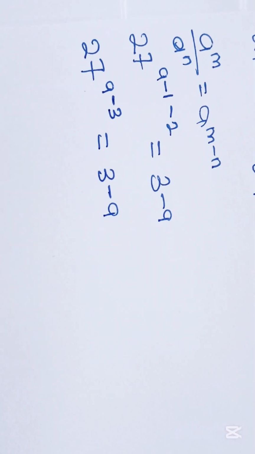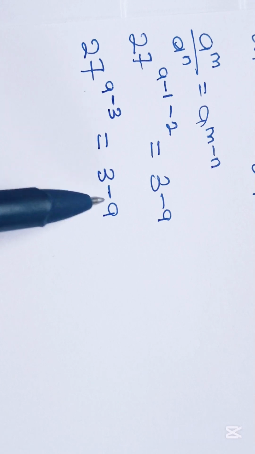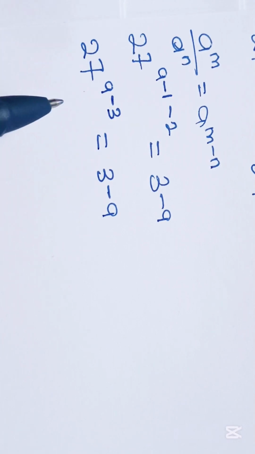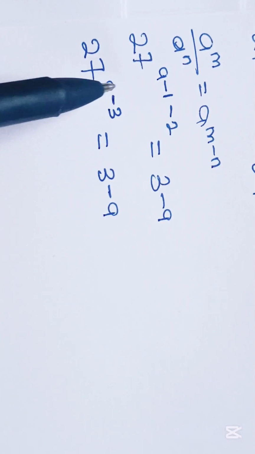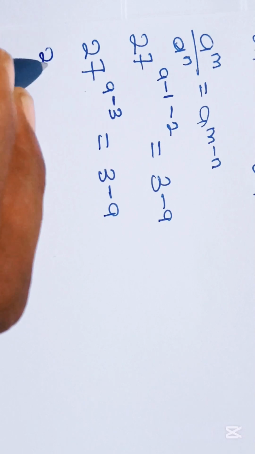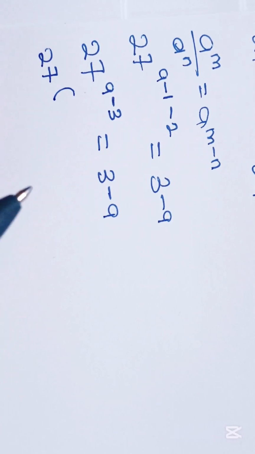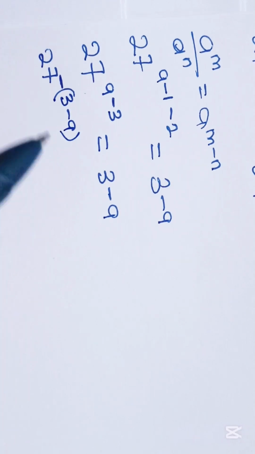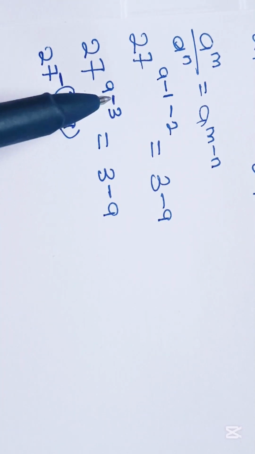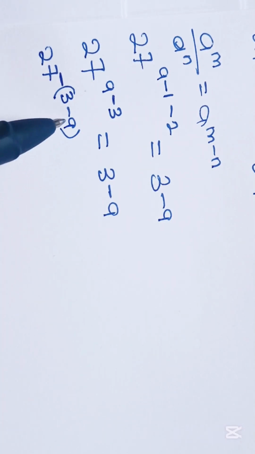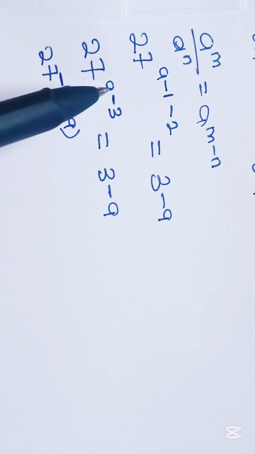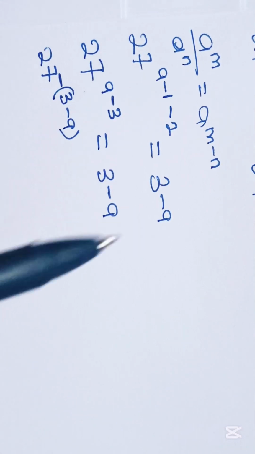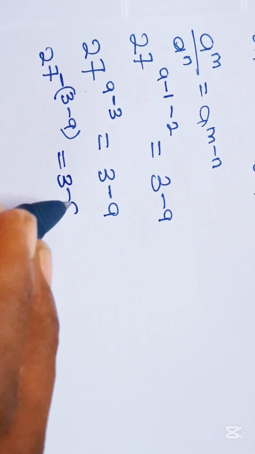Now, are you seeing something? We have A minus 3 here, and we have 3 minus A here. Let's make them the same thing. How do we make this 3 minus A? We introduce a negative sign, right? So it's going to be minus (3 minus A), because minus times 3 gives us minus 3, and minus times minus A gives us plus A. So this is equal to 3 minus A.